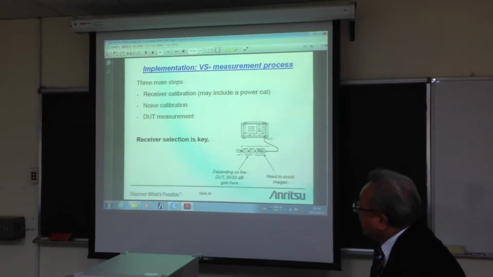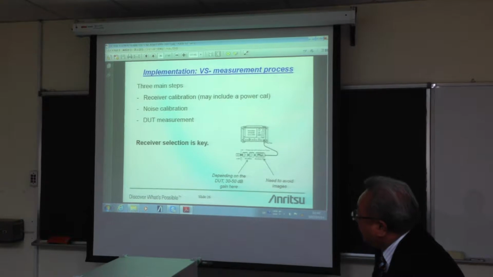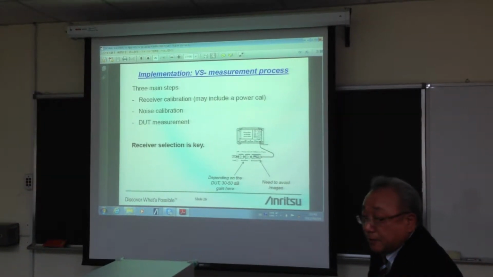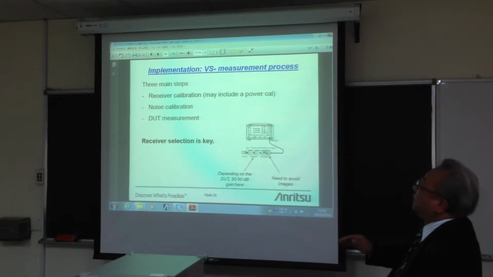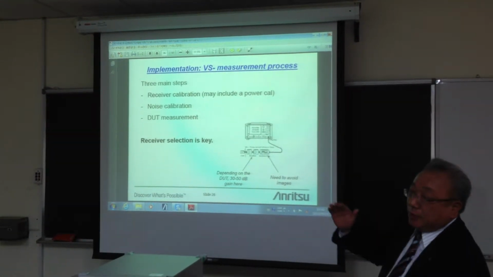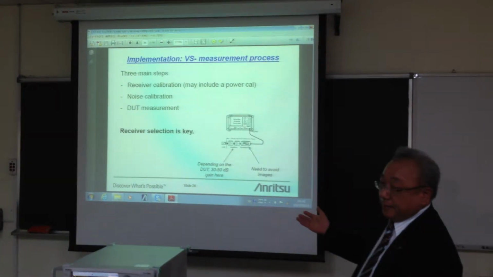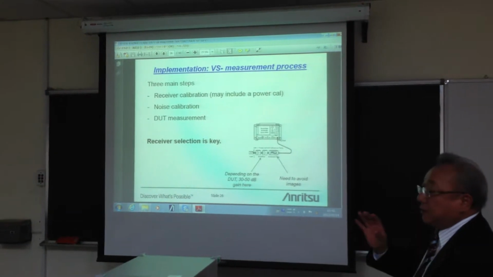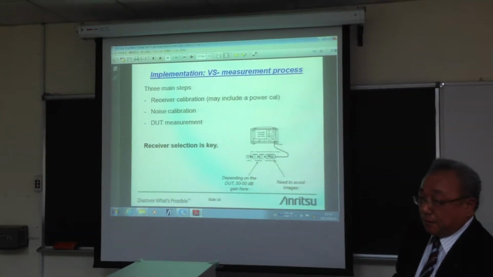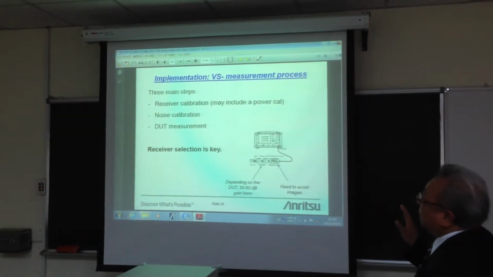Then after this we take the noise calibration data and put in a DUT between here. Then measure the difference between the receiver noise and the DUT noise. Then calculate the noise figure. And that calculation also needs the DUT gain. So this is the cold source method.